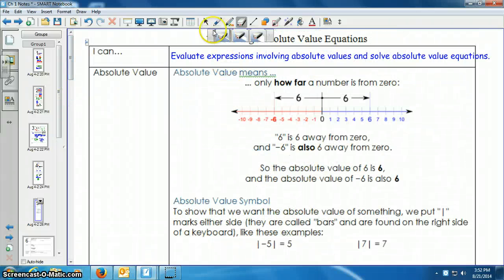Alright, so lesson 1.4, solving absolute value equations. We're going to evaluate expressions involving absolute values and solve absolute value equations. So absolute value means how far away you are from 0.